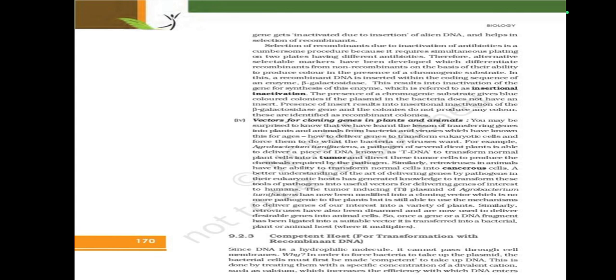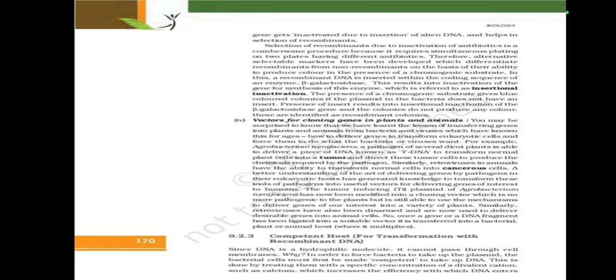If the plasmid in the bacteria does not have an insert, the colonies produce blue color. Presence of an insert results in insertional inactivation of the beta galactosidase gene, and the colonies do not produce any color. Now, these are identified as recombinant colonies. Vectors for cloning genes in plants and animals.